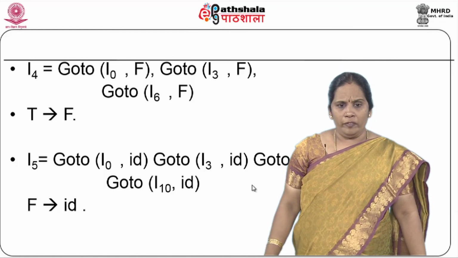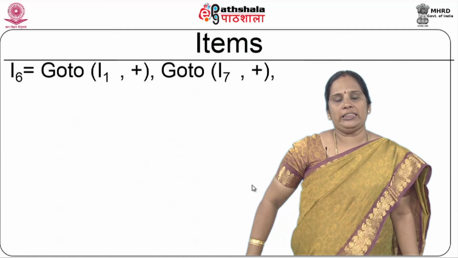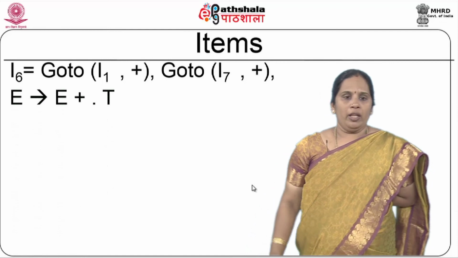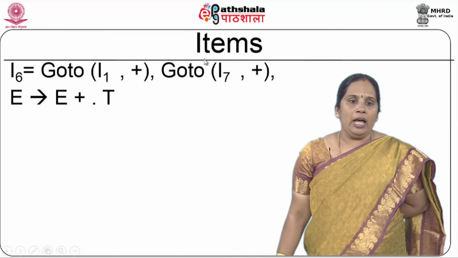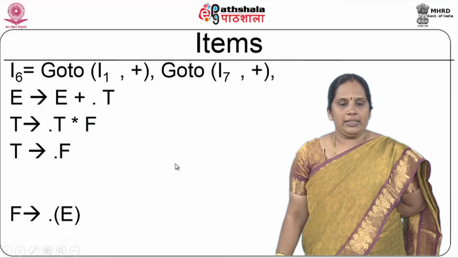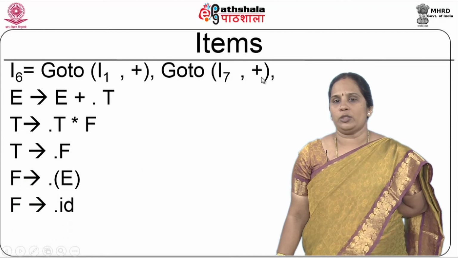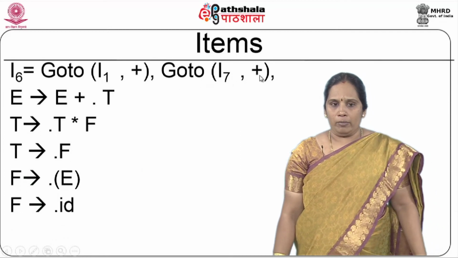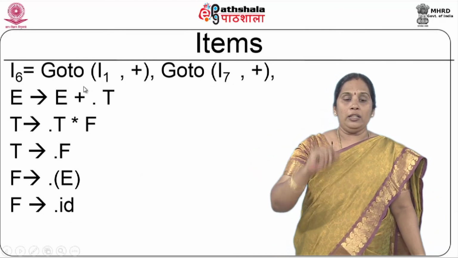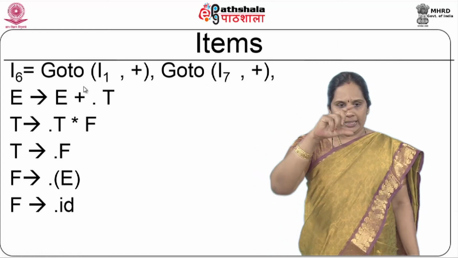Now, if you consider again here, I6 will be I1 comma plus as well as I7 comma plus. I1 comma plus is what? Just shifting it by one position. E produces E plus dot T, and then I have to add the productions of T and then the productions of F, etc. And this will be the same set if you get I7 comma plus also. That is, goto of I7 comma plus will also result in the same set. So, you have to keep on repeating until no more new productions can be added to the item set. So, I6 is now this set.